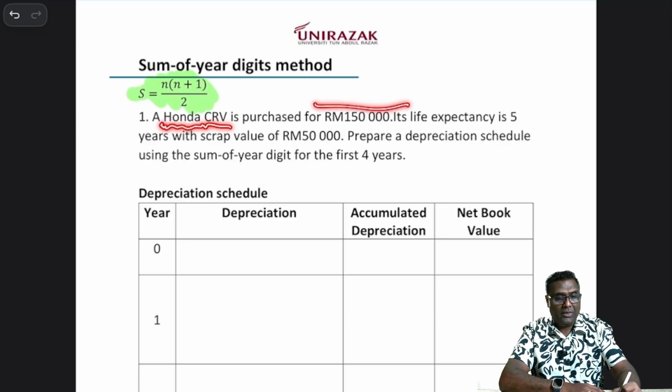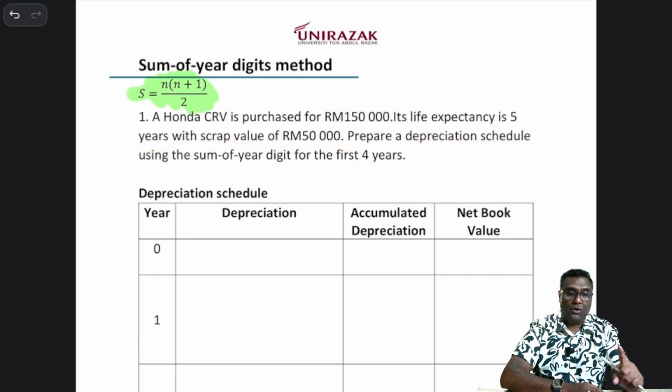CRV 150,000, life expectancy of 5 years, a scrap value of 50,000. Prepare for the first 4 years the depreciation schedule. Okay, let me teach you how to do this.